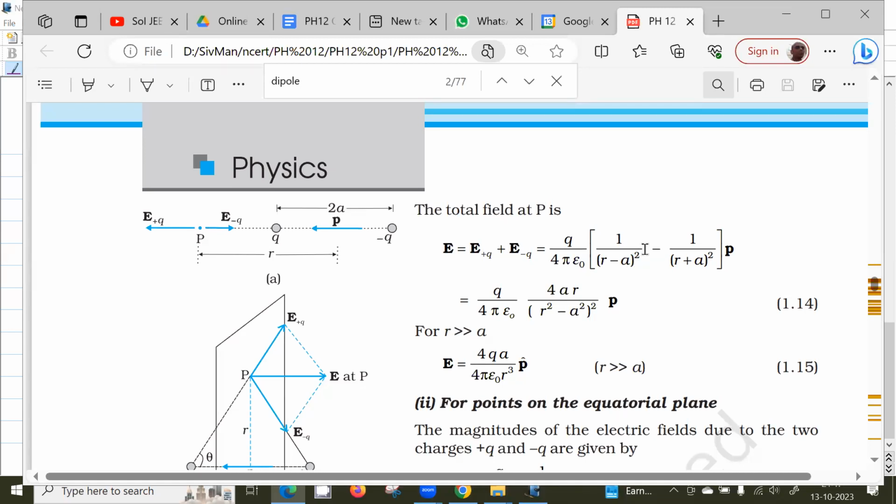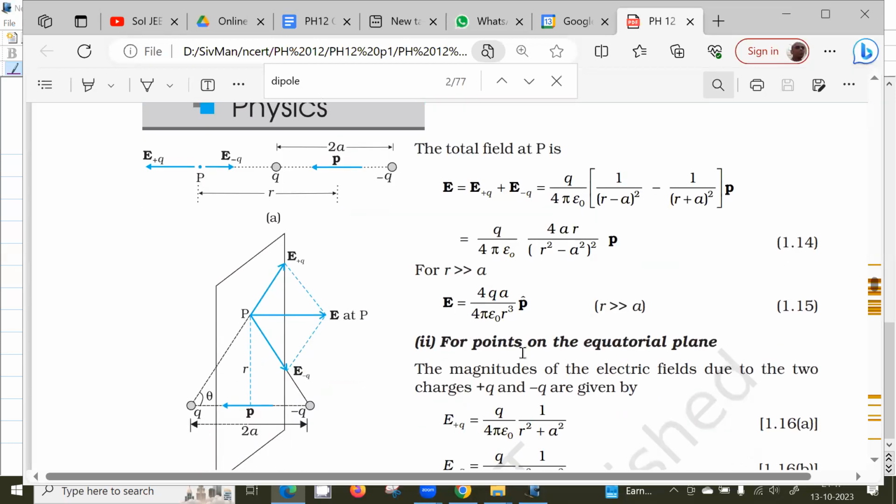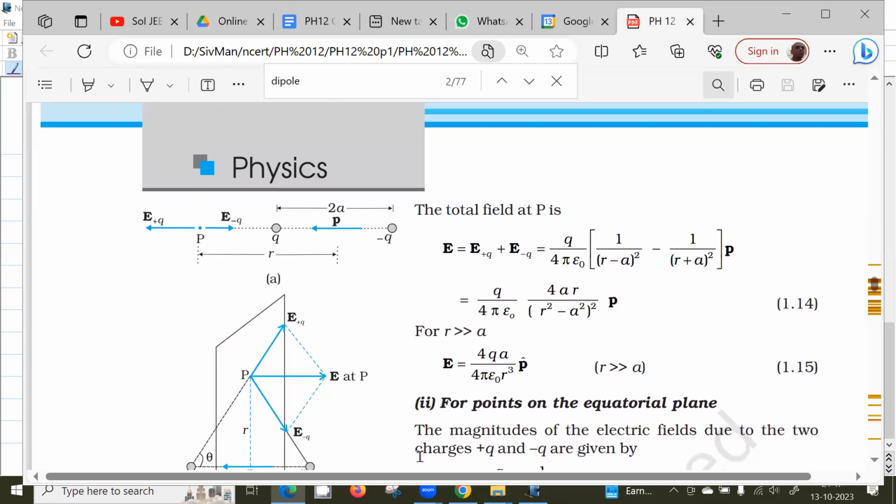This is the definition of electric field, q by distance squared. And this is the exact expression. But if you make this approximation, which is valid for points r which are far away compared to the size of the dipole, I can neglect this a square in the denominator. So it will become like this. And then q and 2a I can combine as p.